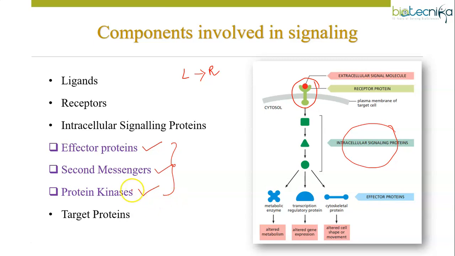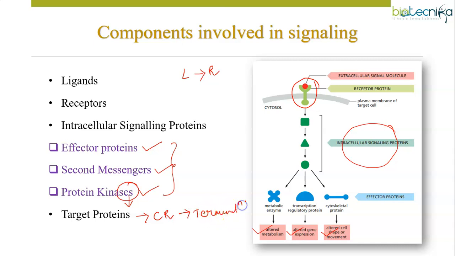Then, once these kinases are activated, the function of a kinase is to add phosphate to the target, and they will generate a cellular response, or any kind of cellular response. It could be altering metabolism, gene expression, or cell shape or movement, if it is related to a cytoskeletal protein. And finally, the termination process happens.